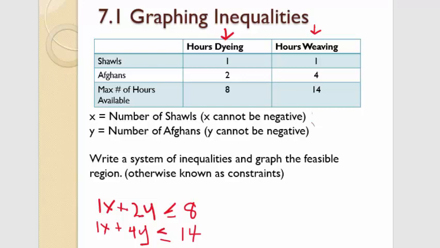So these two inequalities are known as constraints. And then I'm going to create my last two constraints, which says that x cannot be negative and y cannot be negative. So this is what it looks like in an inequality.